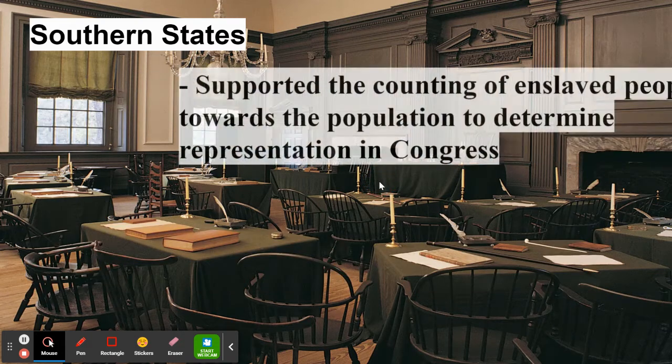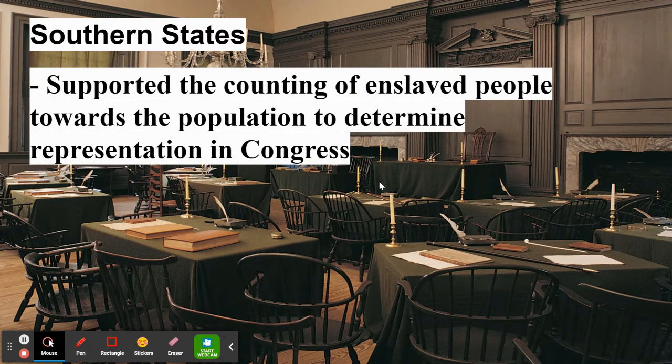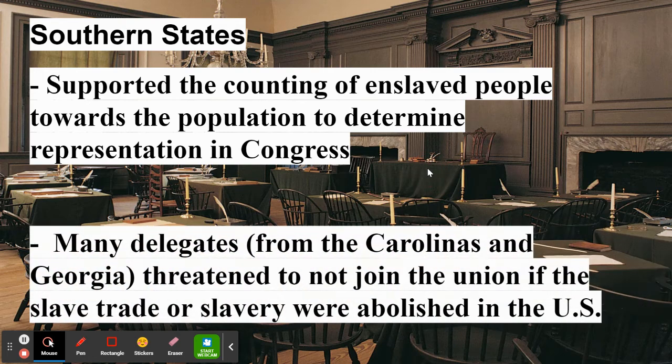Southern states were for it. They supported the counting of enslaved people towards the population to determine representation in Congress. Many delegates from the Carolinas and Georgia threatened they're not even going to join the Union if the slave trade or slavery were abolished in the United States.